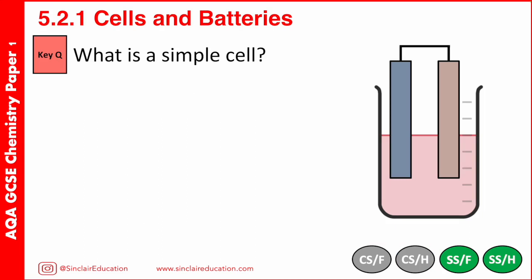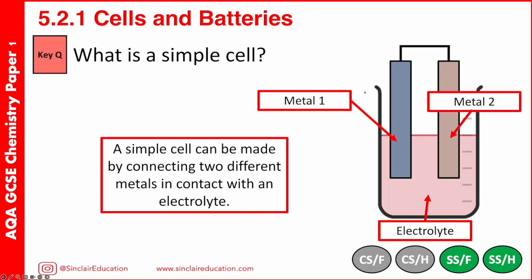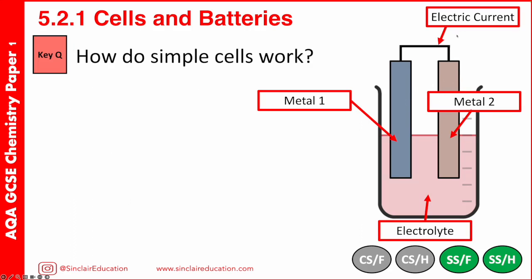For separate science only, we're going to look at cells and batteries, which you can expect to be on your exam this year. Now, a simple cell is made by connecting 2 different metals and having them in contact with an electrolyte. So we need 2 different metals because these are going to work on the idea of different reactivities. So we've got electrolyte that's here, our first and our second metal. This will generate an electric current.